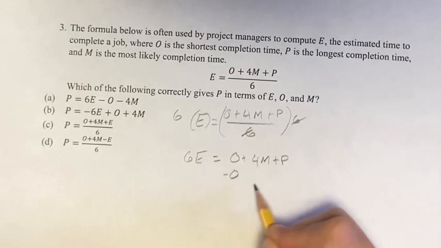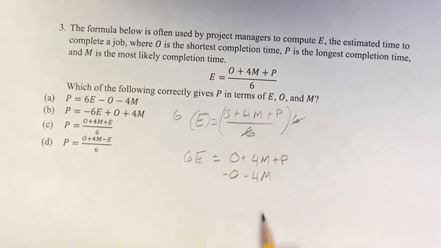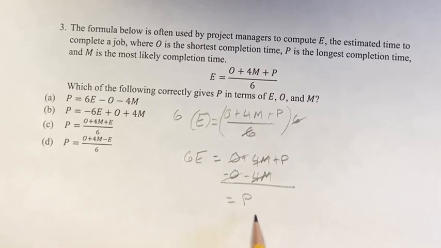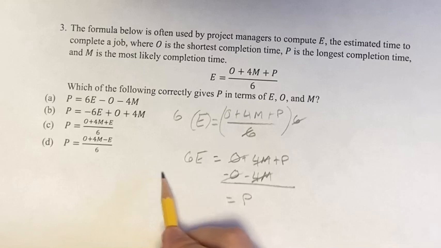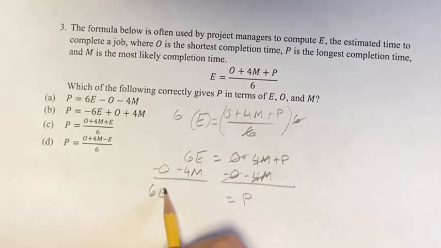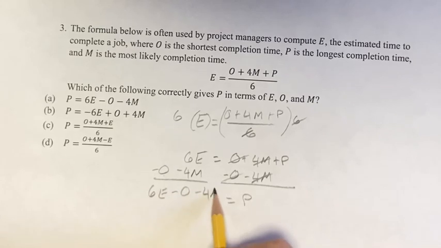So if we subtract O, we subtract 4M from this side, these all cancel and we're just left with P. Of course, you have to do the same thing on both sides to keep it even. So on this side, we have 6E minus O minus 4M.